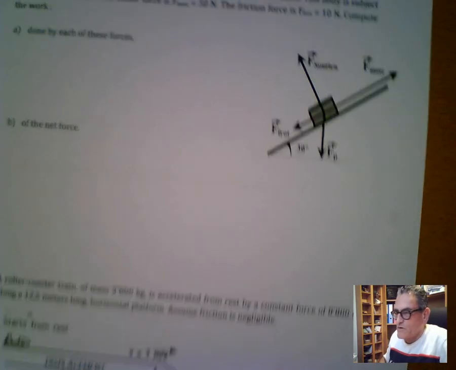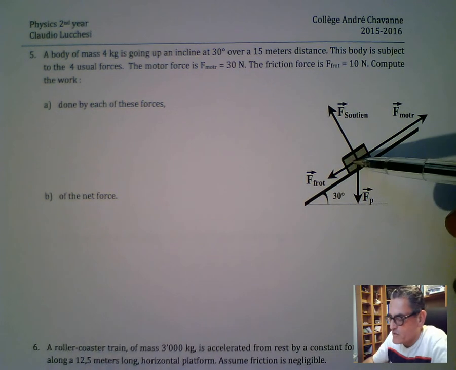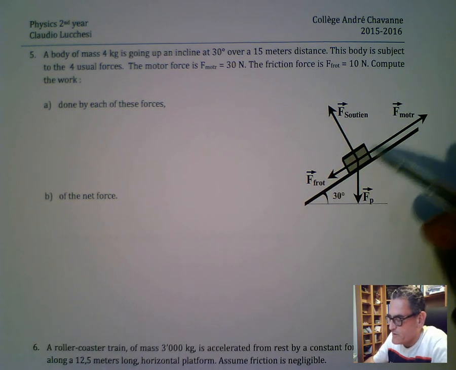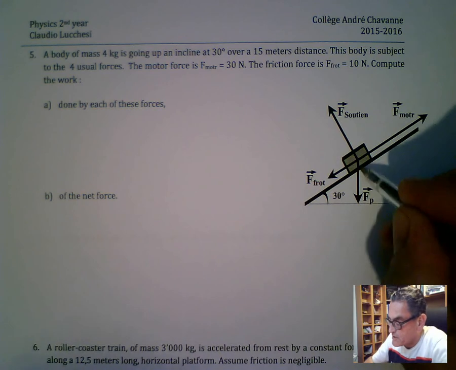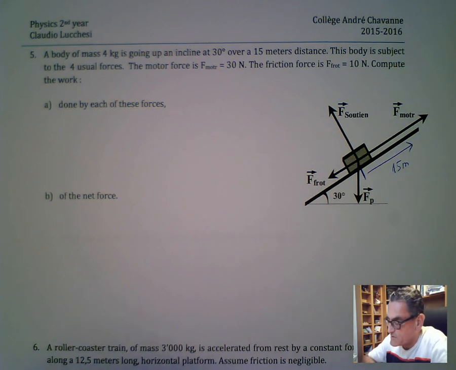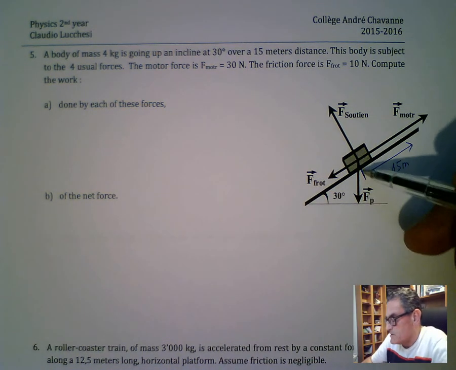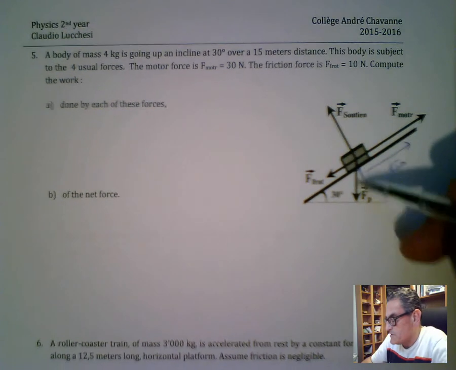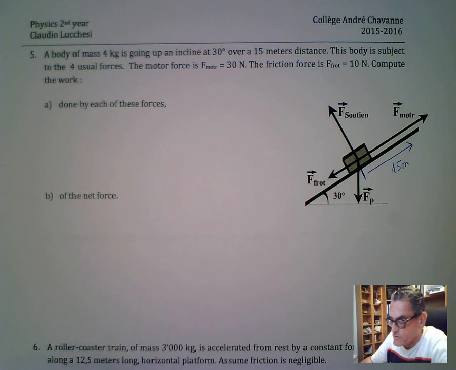Okay, we have one more here. Try to do it. A body of mass 4 kilograms is going up an incline over a 15 meters distance. It's going up, okay, and it's going up over a 15 meters distance. The body is subject to the 4 usual forces, so the gravitational force, the motor force, the friction force, and the normal force.